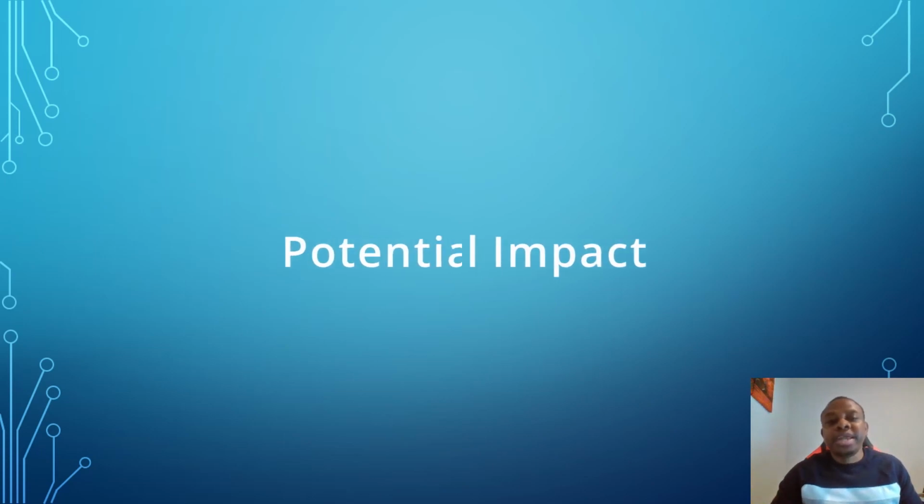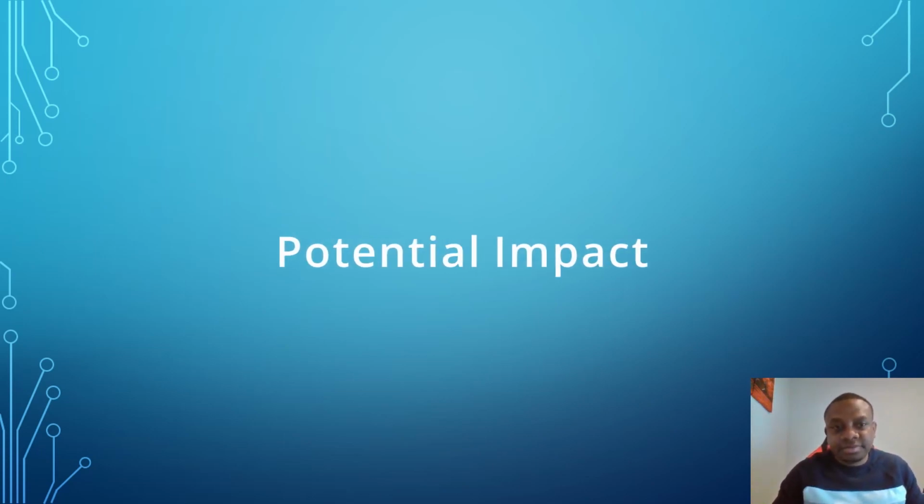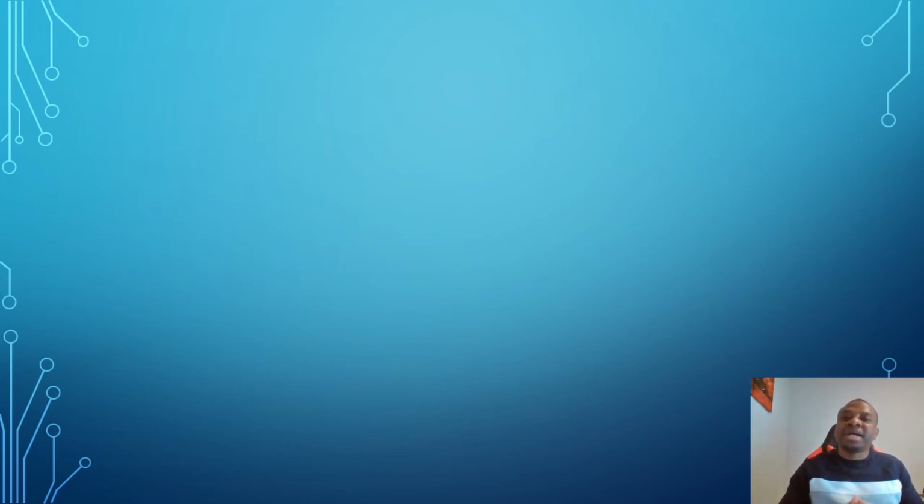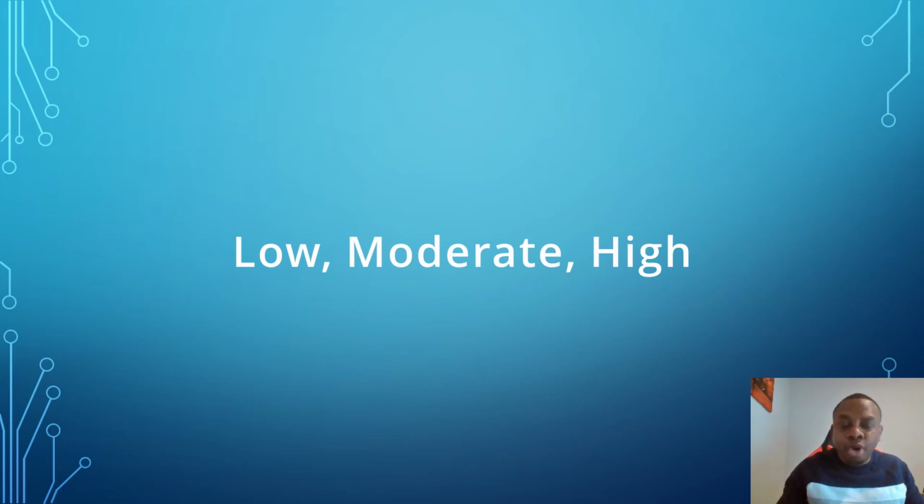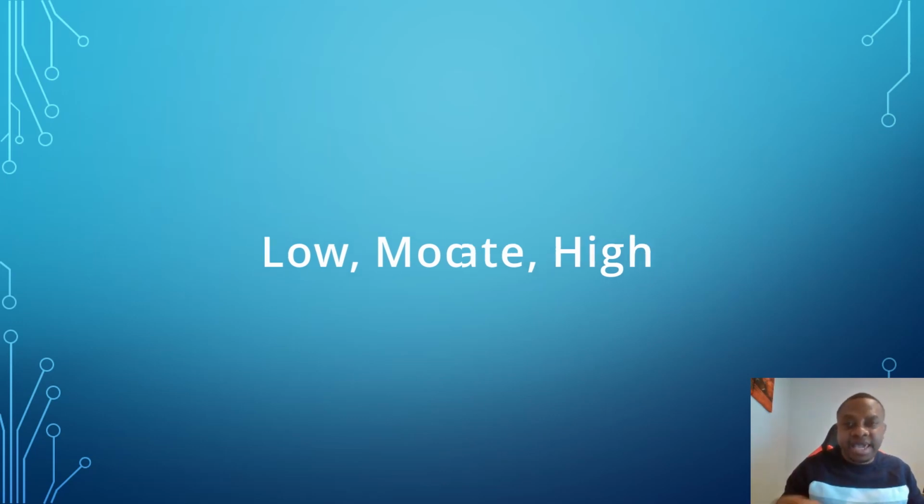Now, I'll be looking at potential impact. There are three levels of impact should there be a breach of security. When it's a breach of security, there is a loss of CIA. And CIA is confidentiality, integrity, and availability. Now, what are these three potential impacts? They are low, moderate, and high.